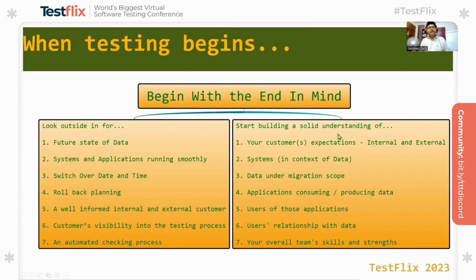To get all these things done, you have to start building a solid understanding of a number of things which are in front of your screen. 7 points there, 7 points here. Order depends upon your context, but I request you to please pay attention to all these points. What does not fit or suit your context, you can remove that. You can add to the list as well, right? And then from there, you can start. And this is where I'm saying begin with the end in mind.